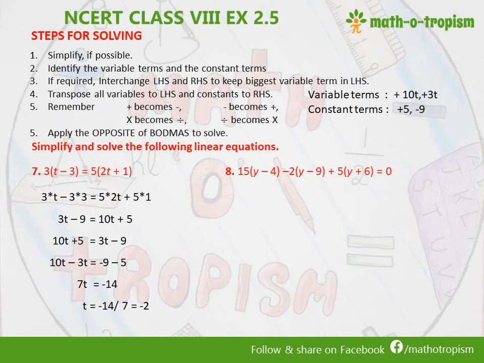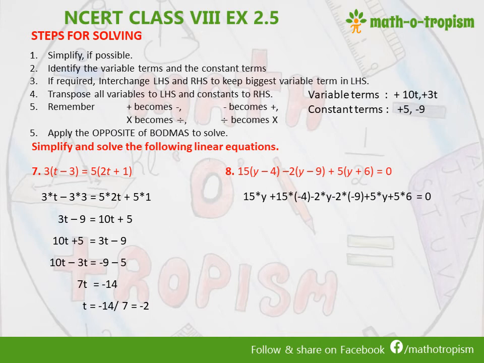Next we go to the 8th sum: 15 into (y minus 4) minus 2 into (y minus 9) plus 5 into (y plus 6), which is equal to 0. Now we need to expand it. 15 into y plus 15 into minus 4, minus 2 into y, minus 2 into minus 9, plus 5 into y plus 5 into 6.